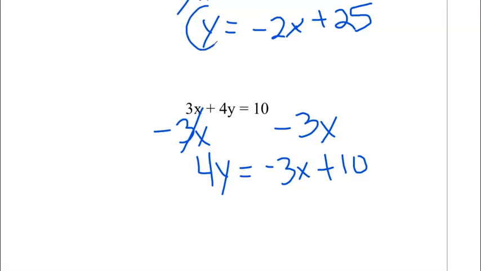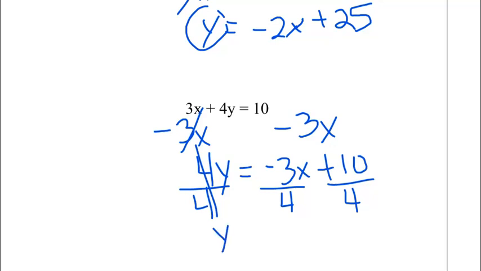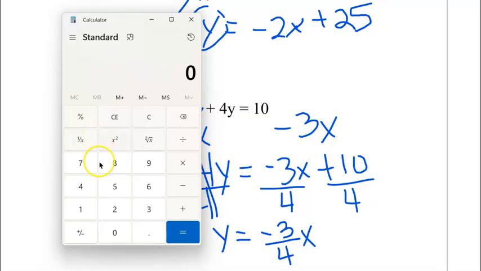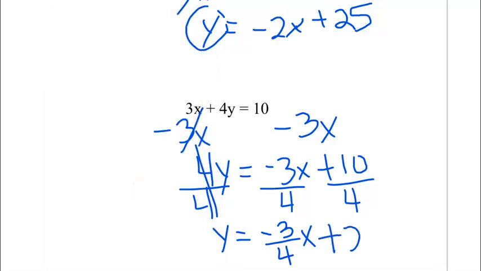Now for this one, you got to make sure the y is by itself. So we're going to divide by 4. And this is to get rid of all the numbers in front of the y. So we have y equals, we're going to leave the slope like this because this is already simplified. But we're going to have to do 10 divided by 4 on this one. So with your calculator, you're going to do 10 divided by 4 and get 2.5. And that's how you make it into slope-intercept.